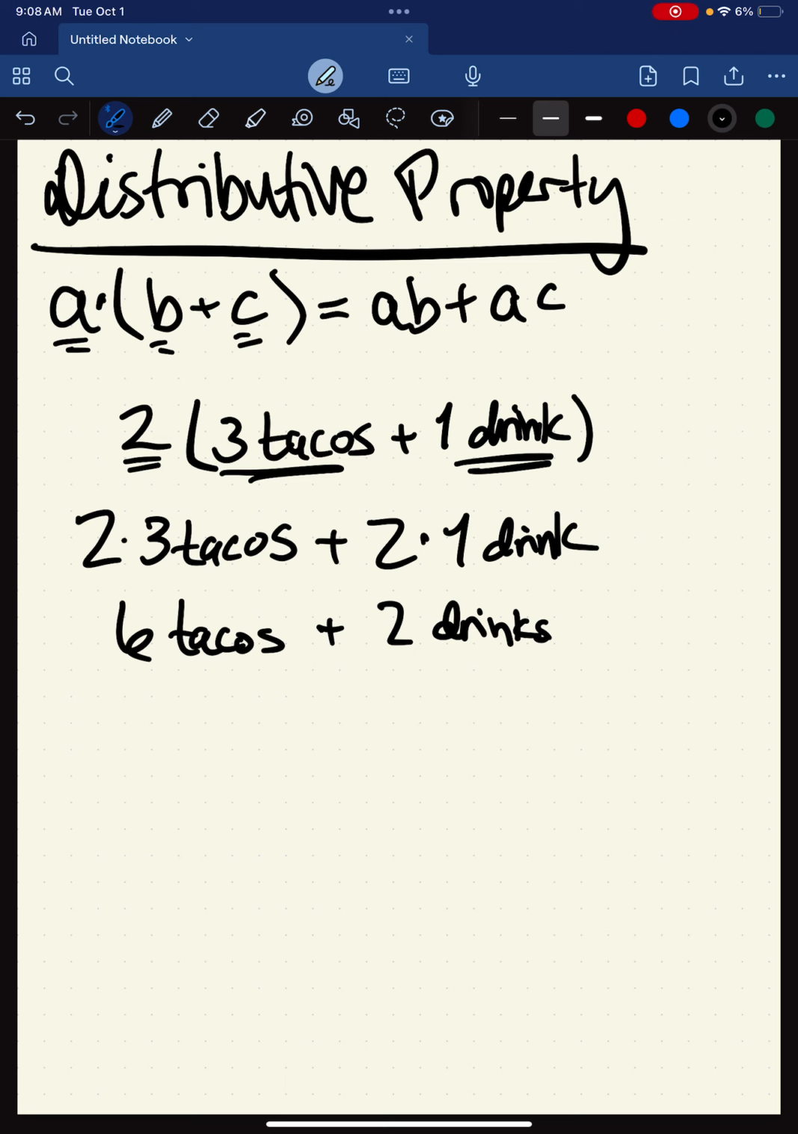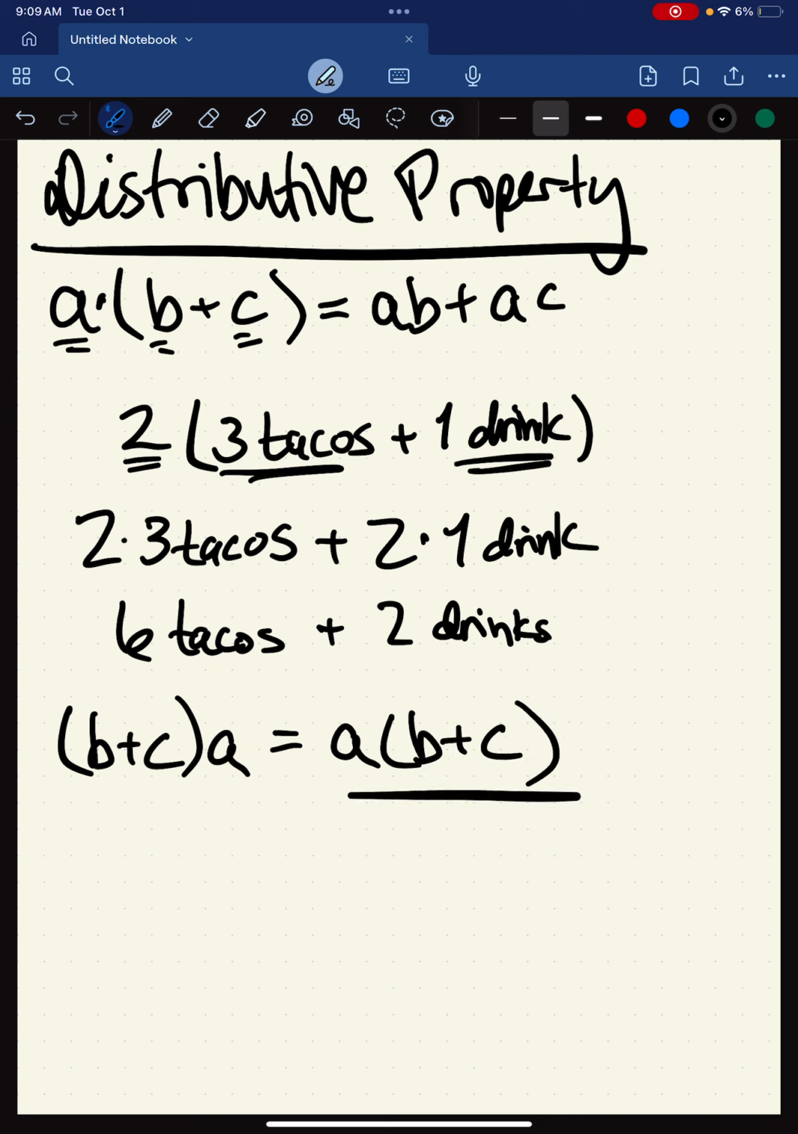So that's the distributive property. There's a few different ways you may see this. You may see it as, let's say, (b plus c) times a, where a is on the right instead of on the left, or the grouping comes first. And remember from the commutative property, we can switch these two things around. We can switch the order. And you can see we're back to the same thing.